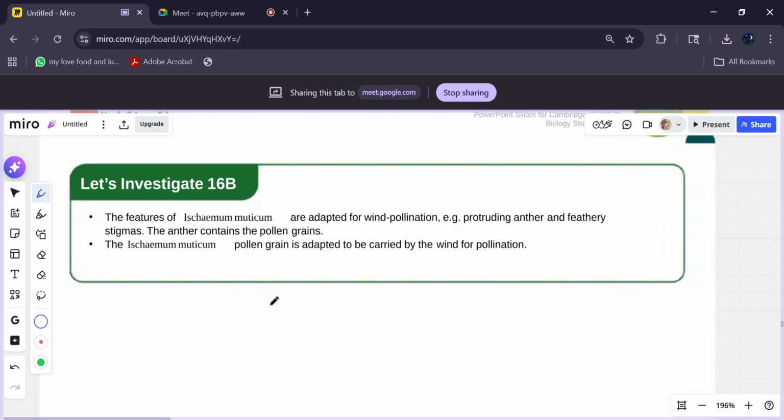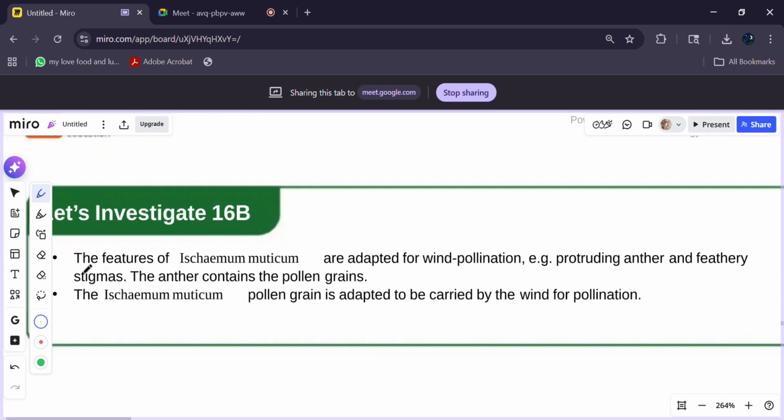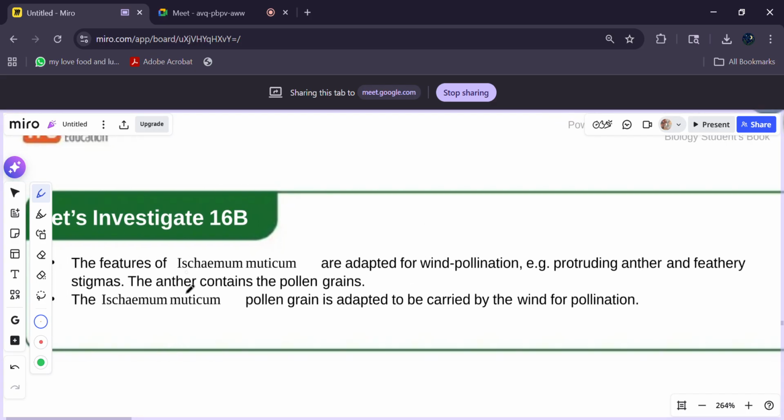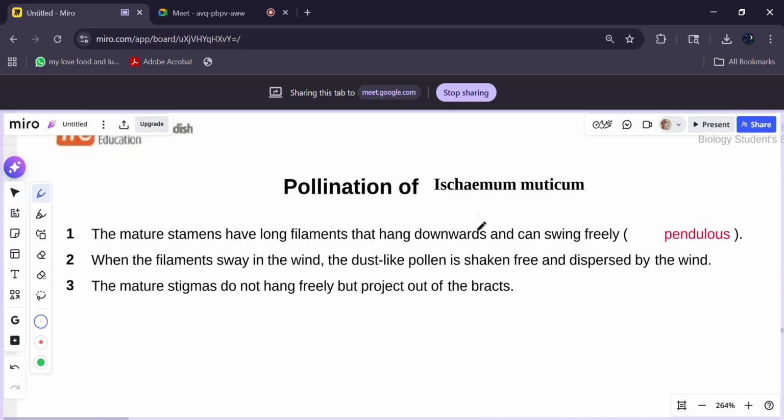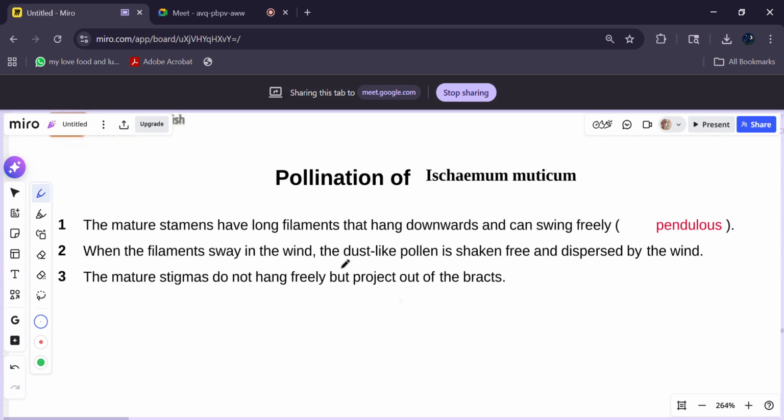So let's investigate 16.b. They say you should investigate the features of this plant and how it's adapted for wind pollination. Now you can do some research. You can pause this video and do a quick mini research on the difference between wind pollinated and insect pollinated plants. But I'm going to explain this to you right now. But quickly, I have to explain the pollination of this plant.